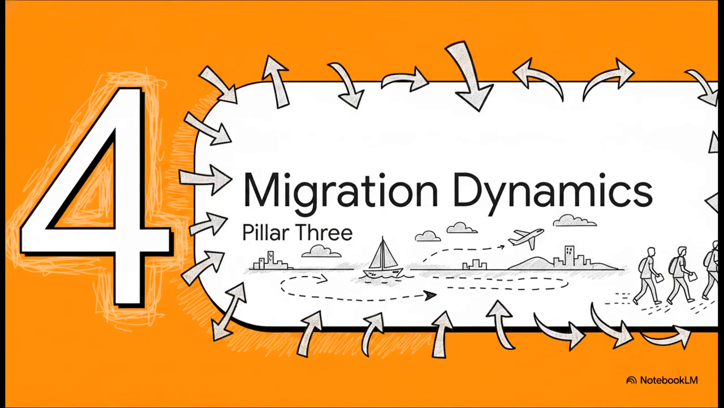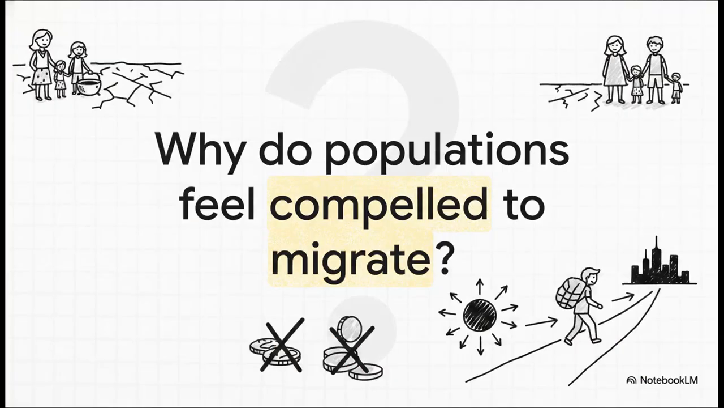On to Section 4, Pillar 3, Migration Dynamics. This essentially acts as the rural population's escape valve. Let me ask you this. When there are no jobs, the population is booming, and absolute poverty is incredibly high, what is the only logical, rational choice left for a rural worker who's just trying to look out for their family?